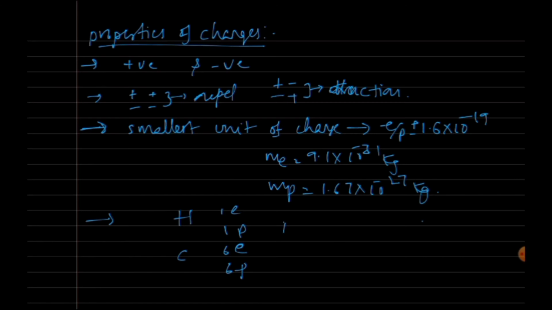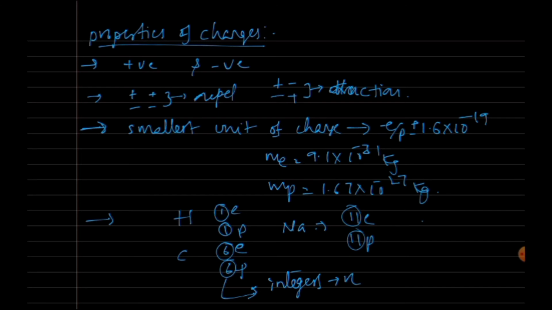If you consider a sodium atom, let's say, there will be 11 electrons and 11 protons. And what are these numbers? These are whole numbers, right? Integers. So these numbers are known as integers, and I'm going to represent this integer as n is equal to plus or minus 1, 2, 3, 4, and so on. Have you ever noticed, or heard, or read of a charge like 0.5 electrons?